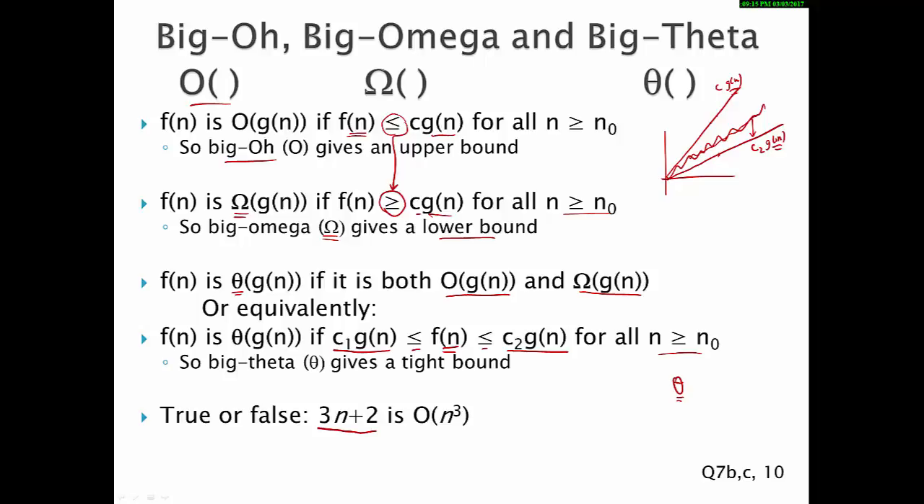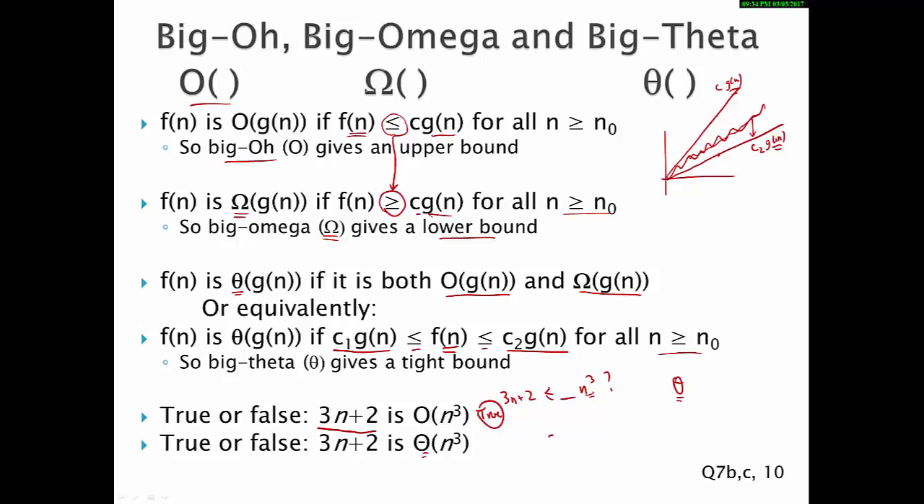Again, you have to ask yourself, is 3n plus 2 less than or equal to some multiple times n cubed? And the answer is yes. It's not a very tight bound, but it is a true statement. So that's true. Is it big theta of n cubed?